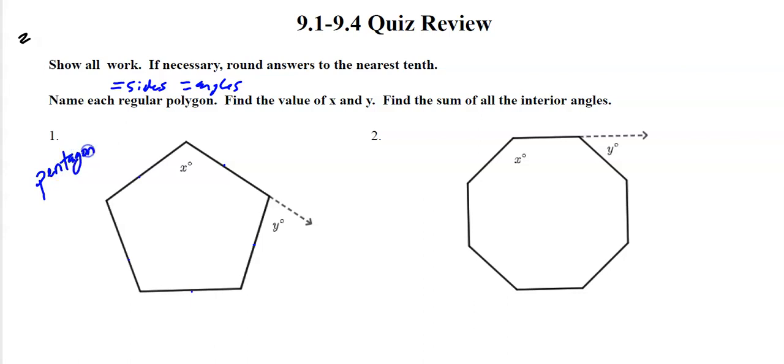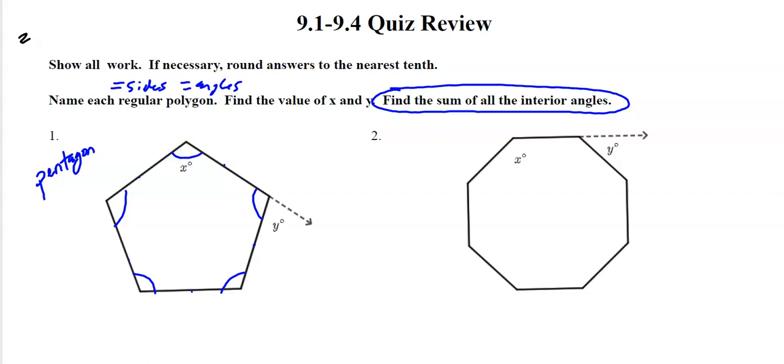Pentagon is 5 sides. Find the value of x and y, and then find the sum of all the interior angles. Well, we might want to start right here. The sum of all the inside angles. That means how much are all 5 of these added together. Like we know that triangles are 180. But we have a formula for this. It's the number of sides take away 2 times 180.